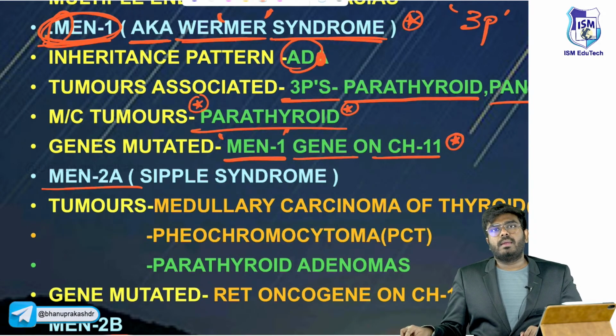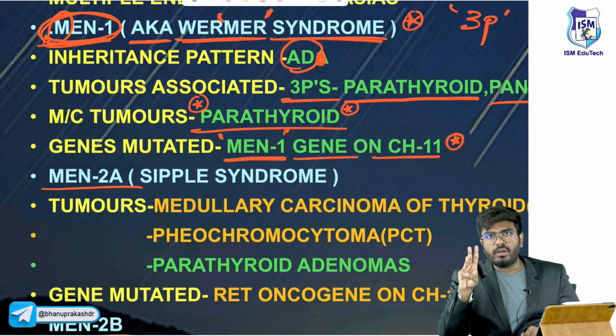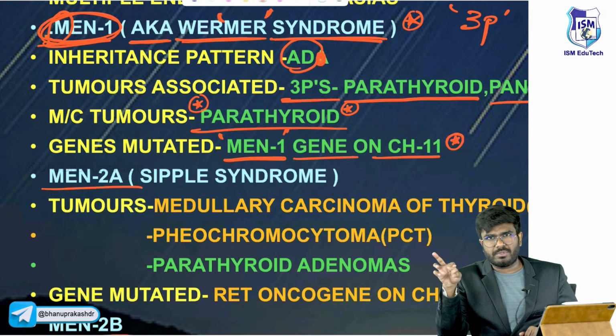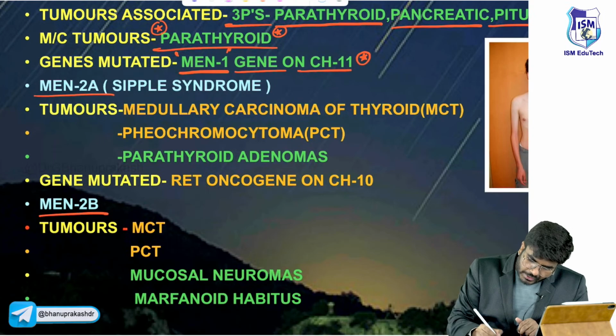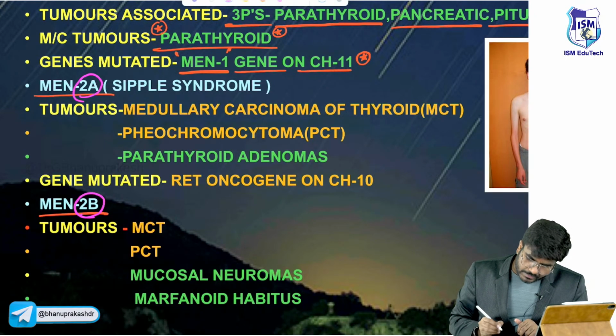So tell me, multiple endocrine neoplasia type 1: how many types of tumors are there? What are the organs involved? Pituitary, parathyroid, pancreatic. Most common are parathyroid tumors. Especially, parathyroid hyperplasia will be seen, not actually tumor. Which gene mutation? MEN1. It is present on which chromosome? Chromosome number 11. What is the inheritance pattern? Autosomal dominant. Next, MEN2.